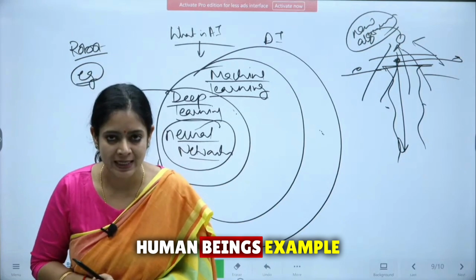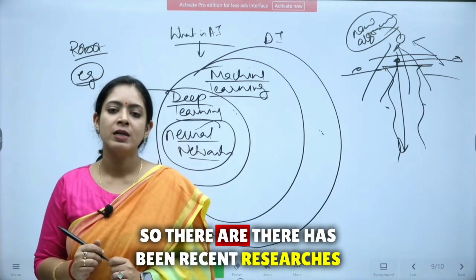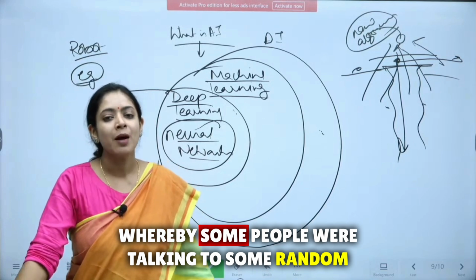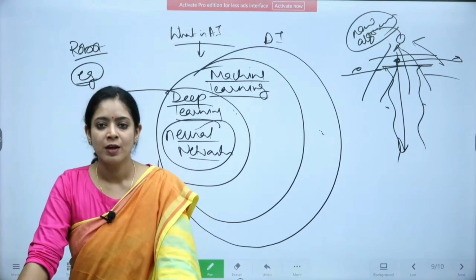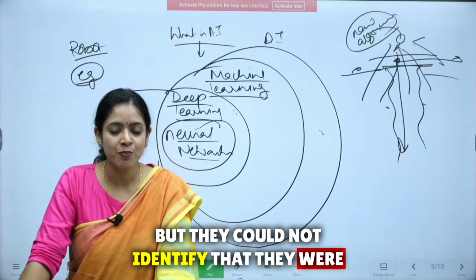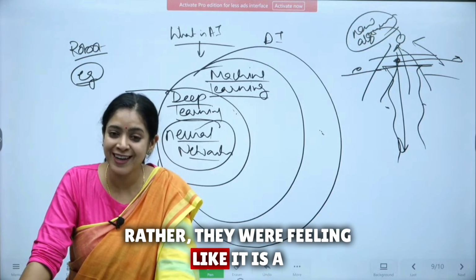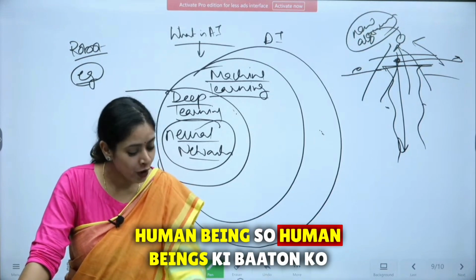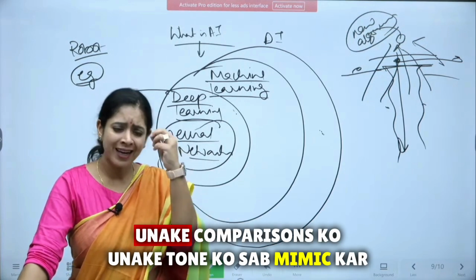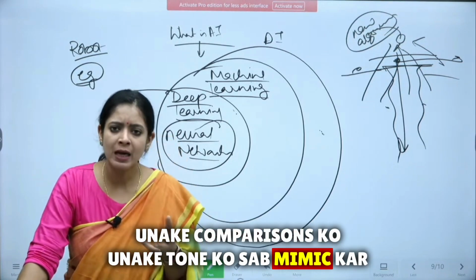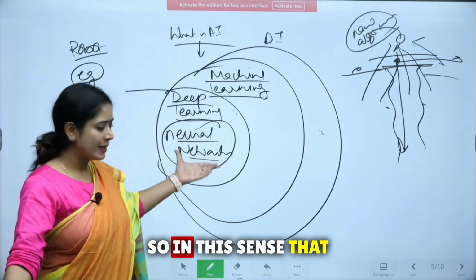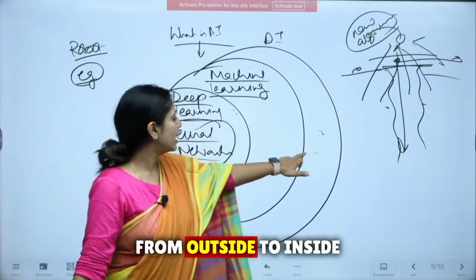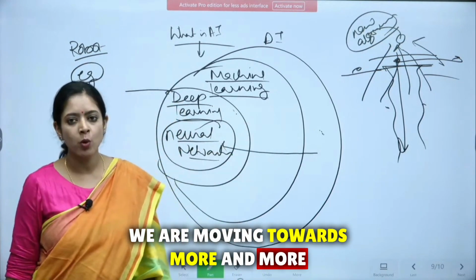like human beings. Example, there have been recent researches whereby some people were talking to some random computer programs, but they could not identify that they were computer programs, rather they felt it was a human being. So the AI mimicked human beings' talk, their comparisons, their tone. How did it do that? Through deep learning. So in this sense, from outside to inside we are moving towards more and more advancement. Okay?